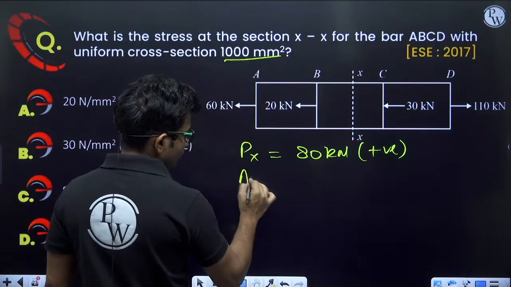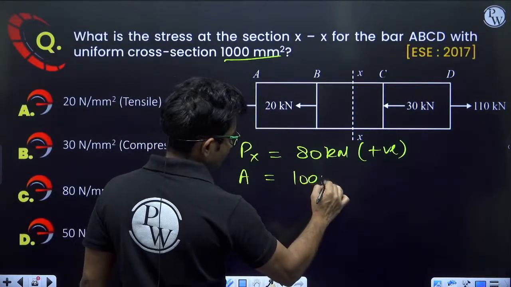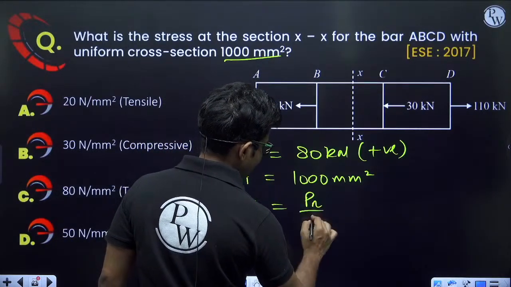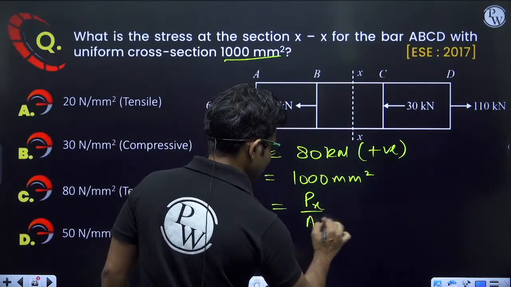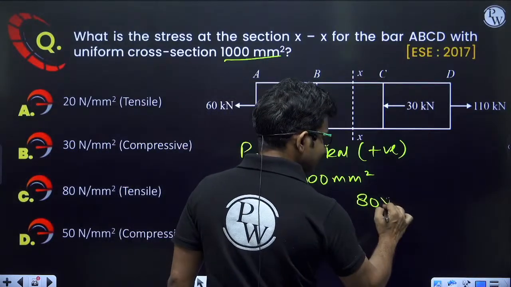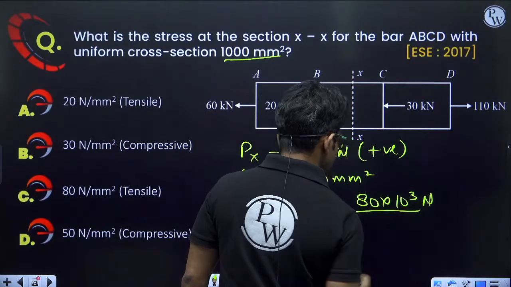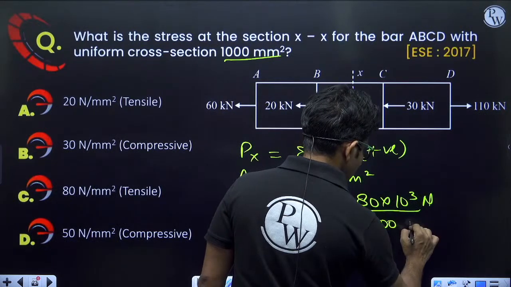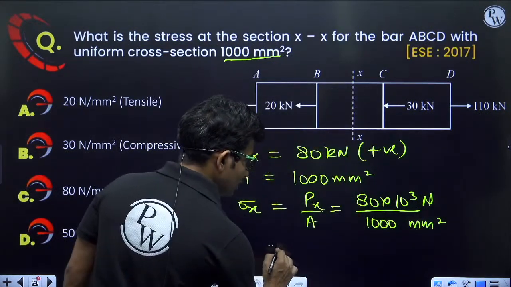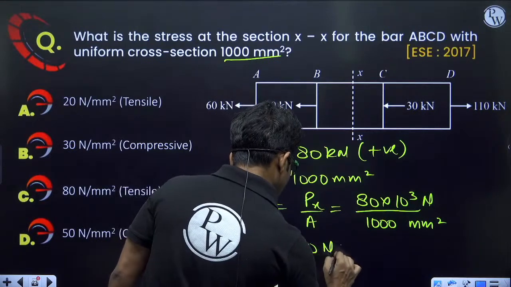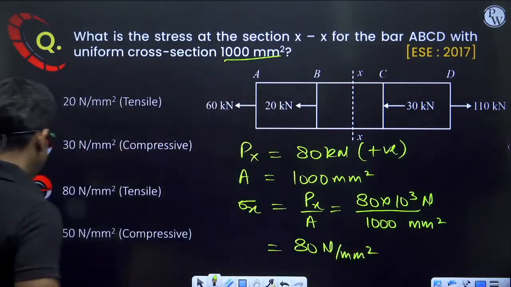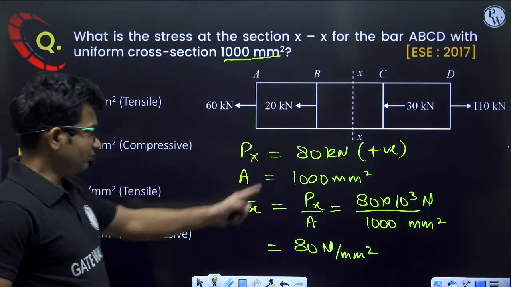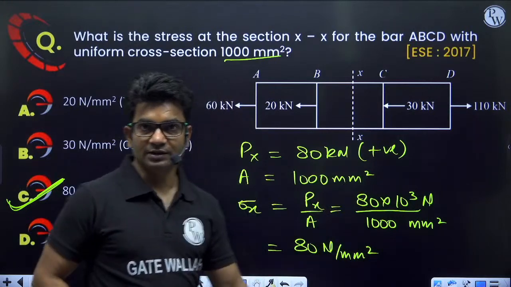The area of cross section will be 1000 mm square. So the stress at the section X will be equal to Px upon area. What is the force? 80 into 10 to the power 3 Newton. And what is the area? The area of cross section is 1000 mm square. So 80 Newton per mm square will be the stress, 80 Newton per mm square tensile. The correct answer will be option C. As the force is tensile, the stress will also be tensile.